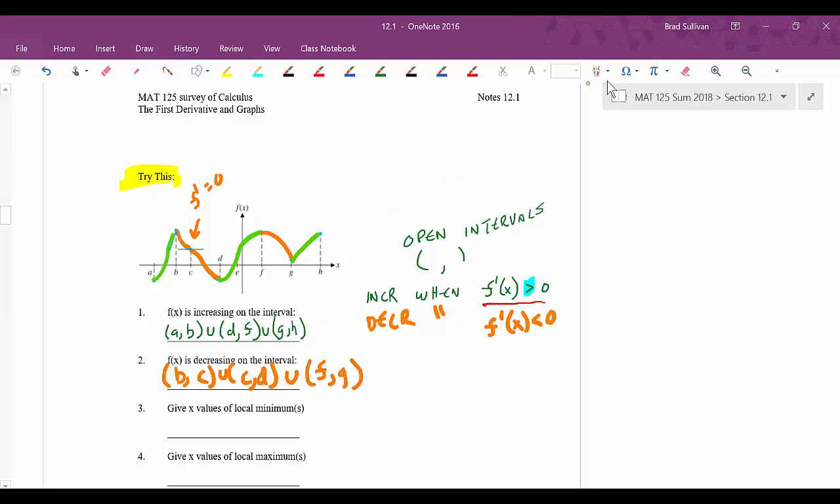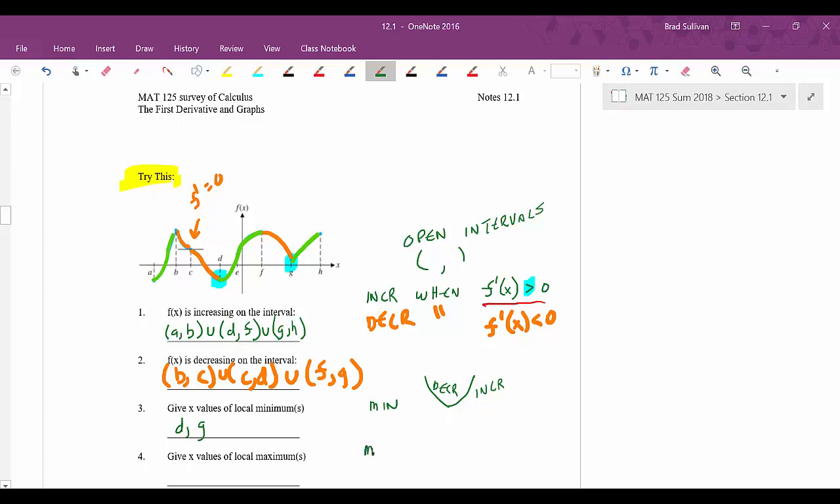Now the next thing we want to look at is local minimums. A local minimum generally occurs where the function decreases, hits a low point, and then starts increasing again. That's what we're going to look for. There are several places that happens. One place is here, and the other place is there. The function decreases, increases, decreases, increases. Those would be the only two local mins, so we would say at d and at g.